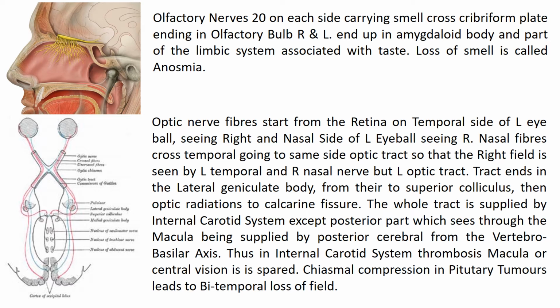The whole tract is supplied by the internal carotid system except the posterior part which sees through the macula, and this is supplied by the posterior cerebral system through the vertebro-basilar axis. Thus, in internal carotid thrombosis or middle cerebral artery thrombosis, macula or central vision is spared. Then you should understand chiasmal compression in pituitary tumors, which can lead to bitemporal field loss because of involvement of the nasal retinal fibers on both sides.